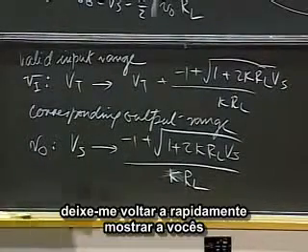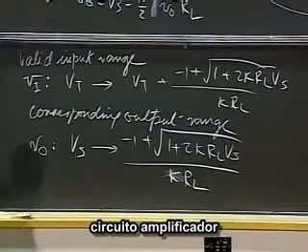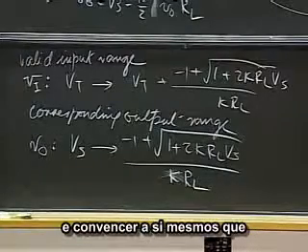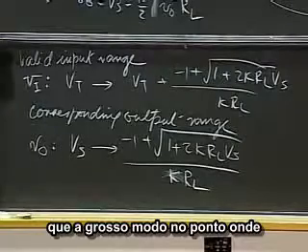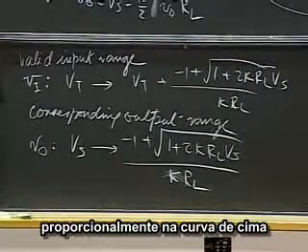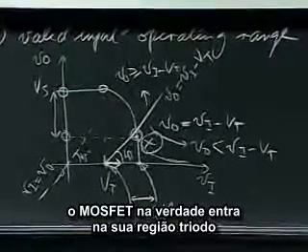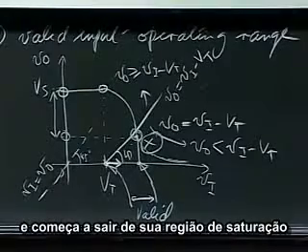Let me go back and quickly show you a little MOSFET amplifier circuit, so you can stare at a real transfer curve yourselves and convince yourselves that, roughly at the point shown proportionally in the curve up there, the MOSFET indeed goes into its triode region and begins heading out of its saturation region. Should we show it up there?